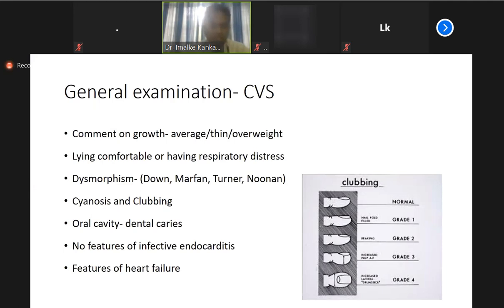Features of heart failure, it's a general comment, like you're not specifically looking for it. If there's tachypnea, tachycardia, and in young infants, it may be sacral edema. But I have never seen an infant with sacral edema due to heart failure in the exams, because most of them will be on diuretics at the time.